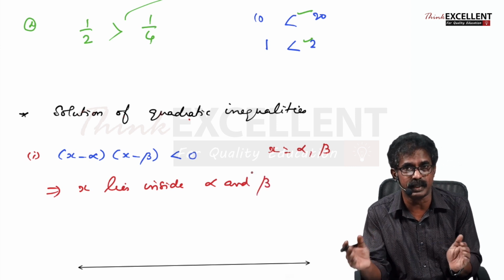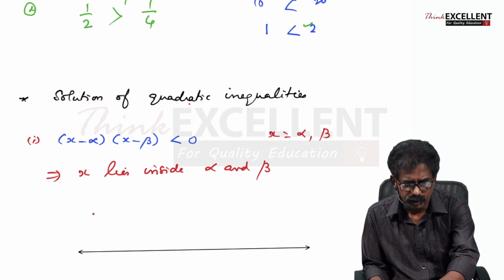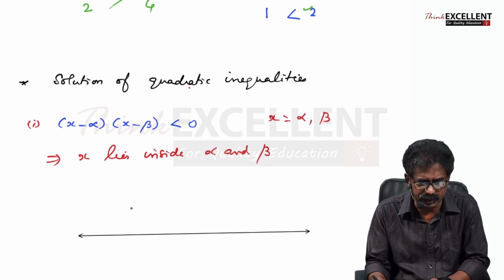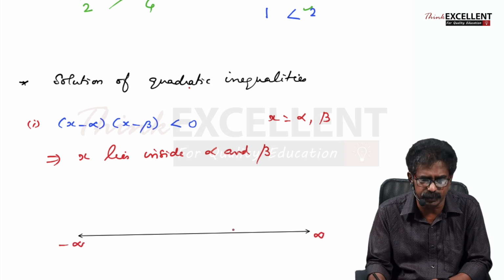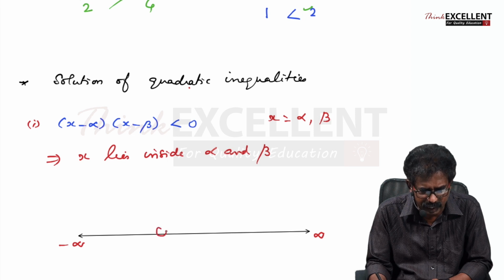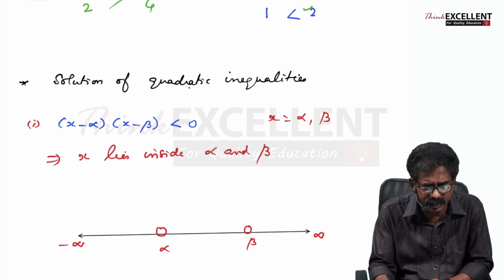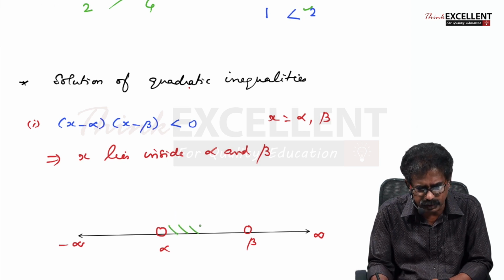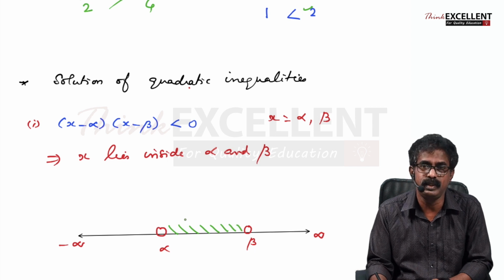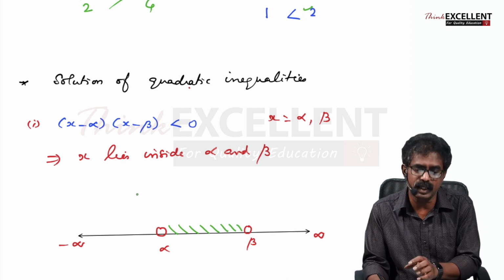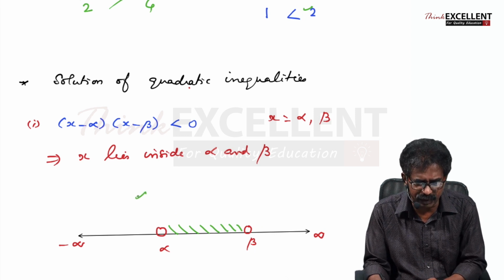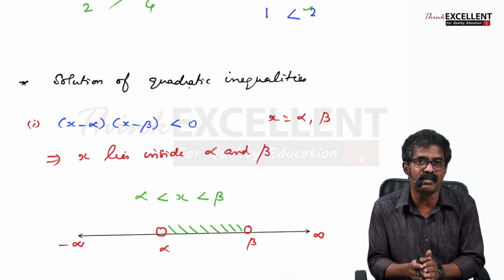Assume alpha is smaller than beta. Lies inside or lies between. Okay, lies inside. Listen, suppose in the number line, here it is minus infinity, here it is plus infinity, and I'm taking this as alpha and this point as beta. Lies between alpha and beta means this is the portion you have to take. You can shade it in a number line. You can write it as an inequality also: alpha less than x less than beta. X takes values between alpha and beta.